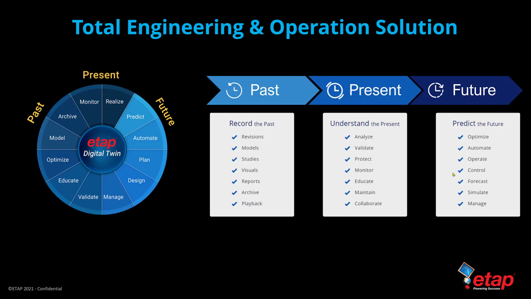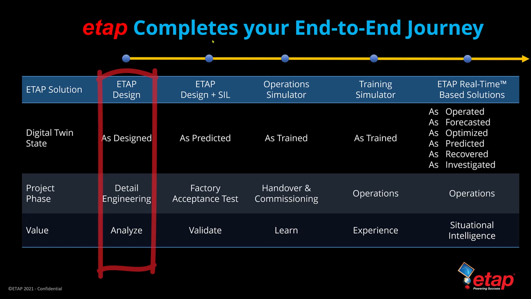So with that digital twin, you can not only record the past, where we are designing the system, archiving the data, visualizing the past, but you can also understand the present by bringing in operations data and analyzing the what-if cases and use it for education purposes for the operator. But you can also predict the future by allowing controllers like microgrid and power plant controllers to operate the system with look-ahead capability and forecasting capability to better optimize and manage the electrical system. So total engineering and operation can be achieved over a single digital twin that spans all the way from design into operations. So let's drill in a little bit more and see how ETAP completes your end-to-end journey.